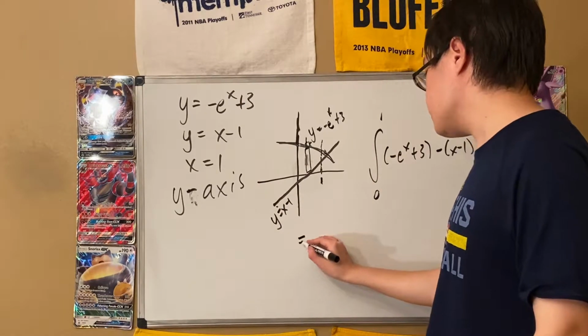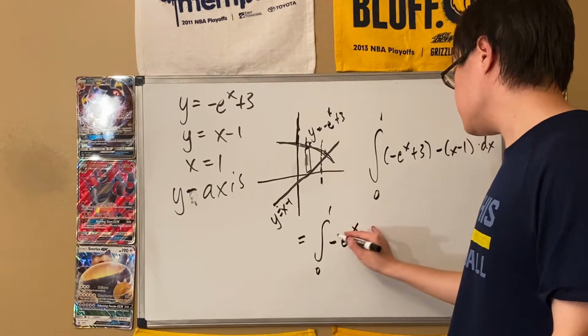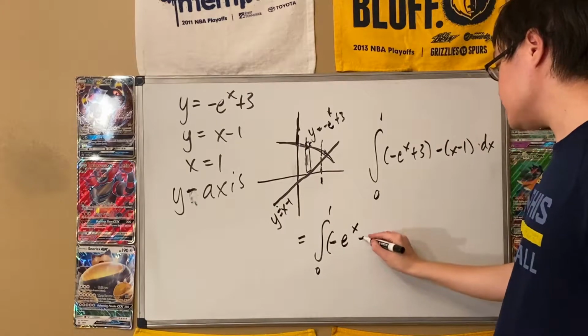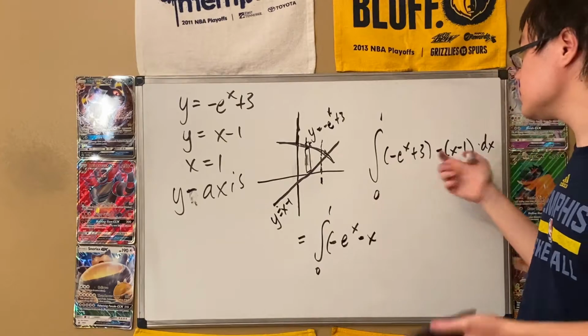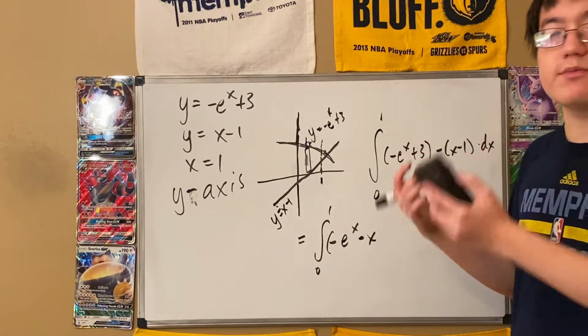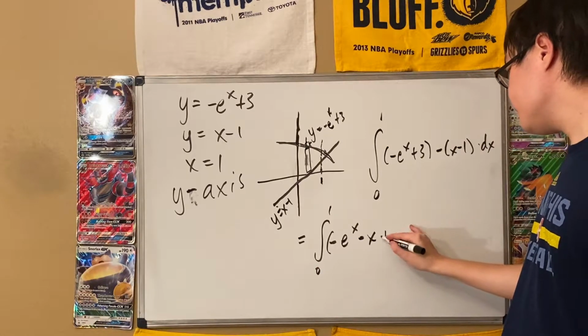So this is going to be equal to the integral from 0 to 1 of negative e to the x. Just going to simplify a little bit. This is going to be minus x plus 3 minus 1. Just be careful with your minuses, of course. You want to put your bottom all in parentheses so that when you have a negative, it'll distribute. So it's going to be plus 4.